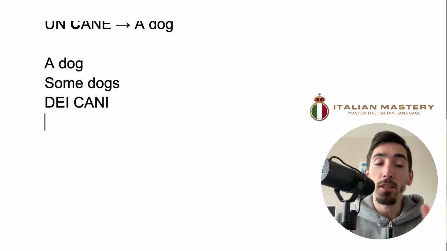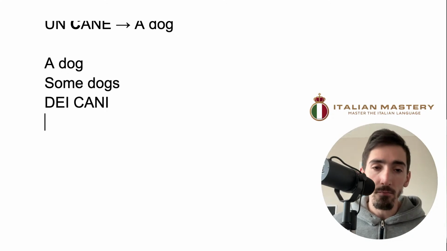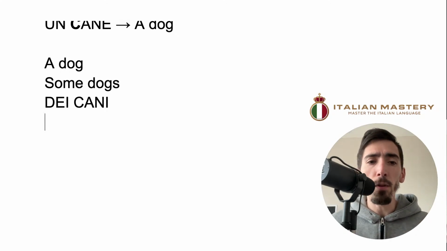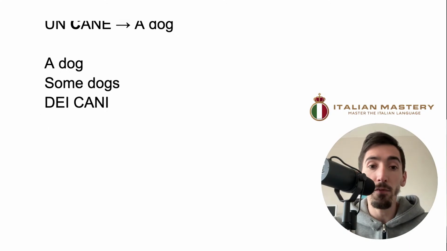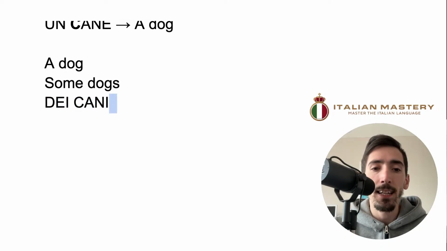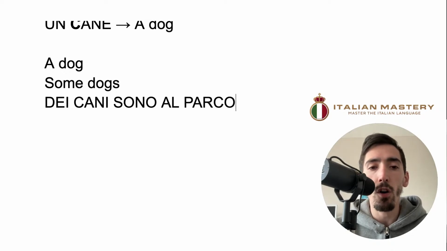The correct answer, and you should really think about this for yourself and try to answer if you can, because the more interactive, the more you try to remember something, the better the outcome. On a long enough time scale, you're going to remember and retain more words. So here's another word that could be confusing. So someone might say dei cani. Dei cani sono al parco. So there are dogs, some dogs are in the park.